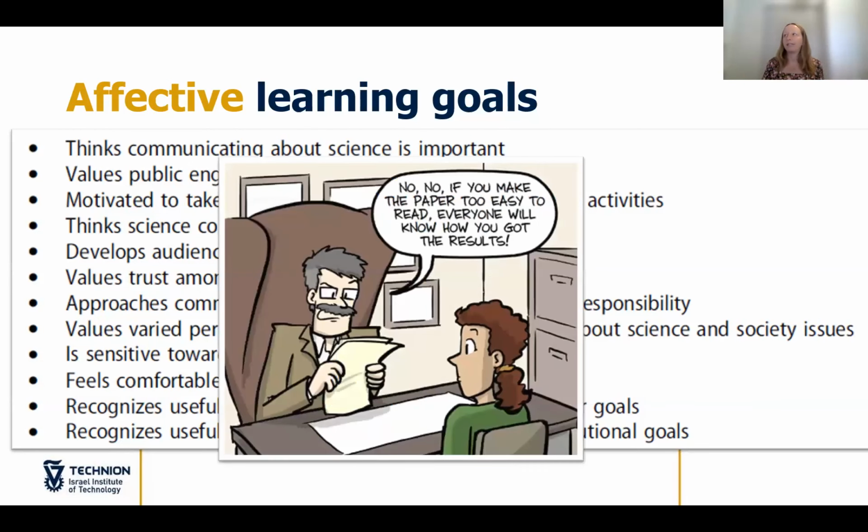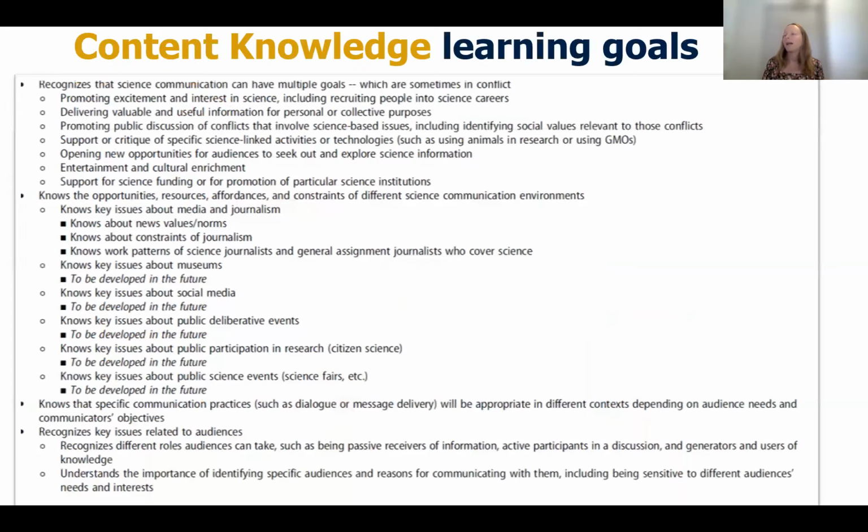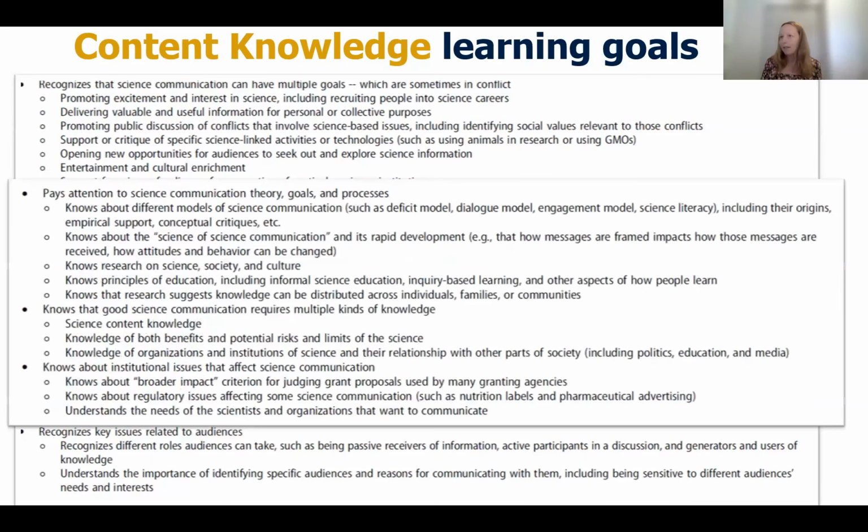So these were the affective learning goals. For example, we want people who finish science communication training to think communication about science is important, so the values they hold. Content knowledge learning goals were very, very many. For example, a person who learns science communication knows that good science communication requires multiple kinds of knowledge, and these are the different types and so forth.